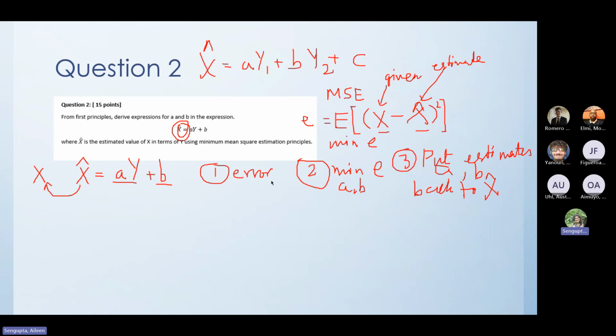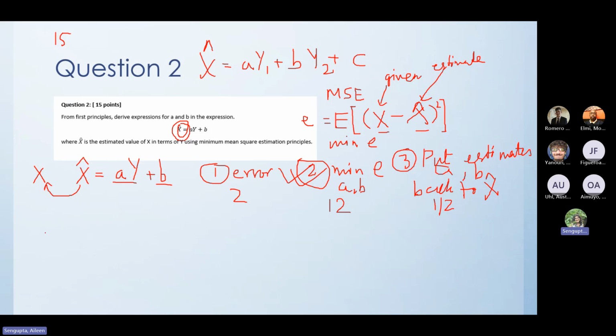Now these three steps have three different point markings. Not all of the steps have equal points. So for example, if this problem has 15 points, finding the error will have 2 points. Minimization will have most of the points, like 12 points or something like that. And putting it back into the equation will have just 1 or 2 points, depending. So the maximum bulk of it is in step 2, and we are going to go over step 2 very meticulously for you.